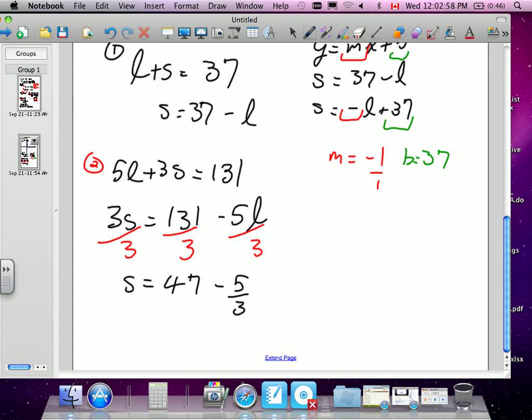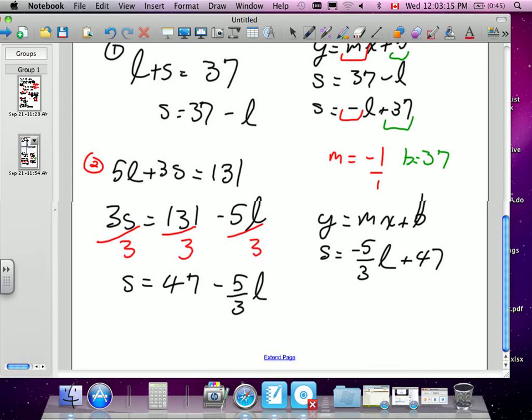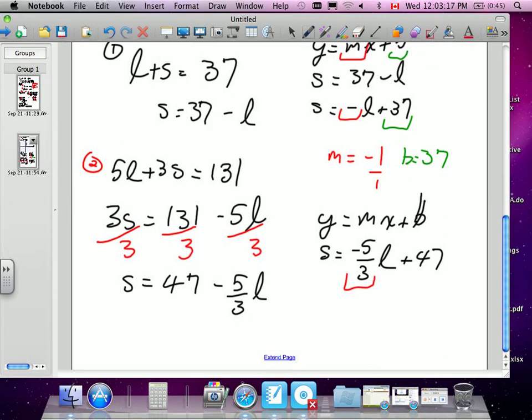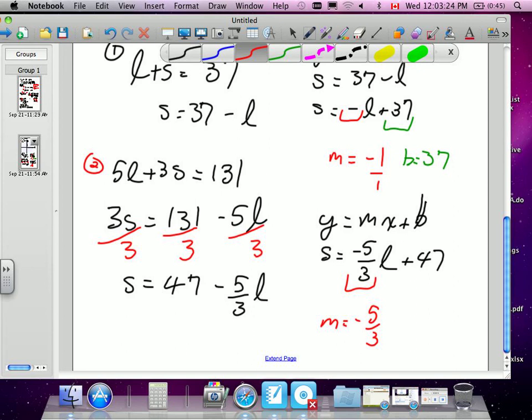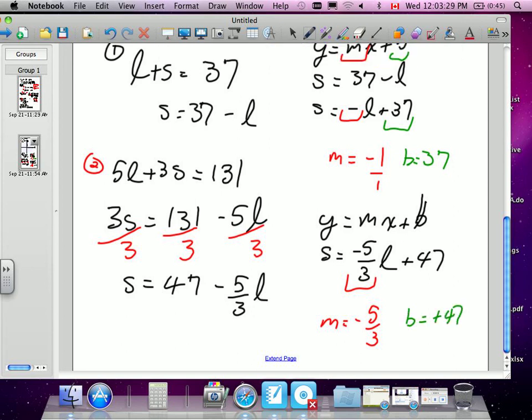So again, let's look at our y equals mx plus b. I'm going to rearrange that equation to have our L in front, so negative 5 over 3L plus 47. Our slope for our other one is negative 5 over 3. And our y-intercept is positive 47. So now that I have a slope and an intercept for both of those, I'm going to graph the two.